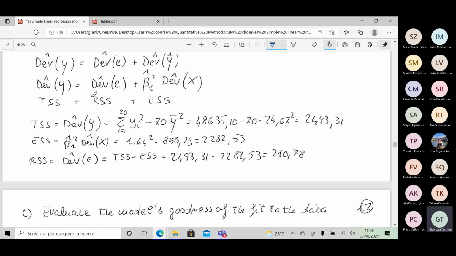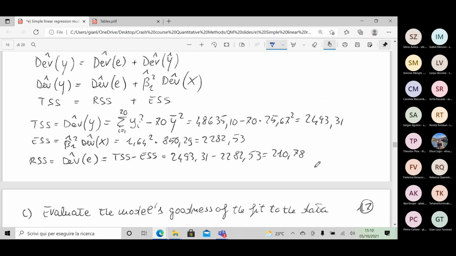You can find the residual sum of squares as the total sum of squares minus the explained sum of squares. So the residual sum of squares, also called deviance of the residuals, is equal to the total sum of squares minus the explained sum of squares. That is, the total sum of squares is the deviance of y, which has been computed here, minus the explained sum of squares, which is the deviance of regression, computed here. So do the operation and you get this number. So this is the decomposition.